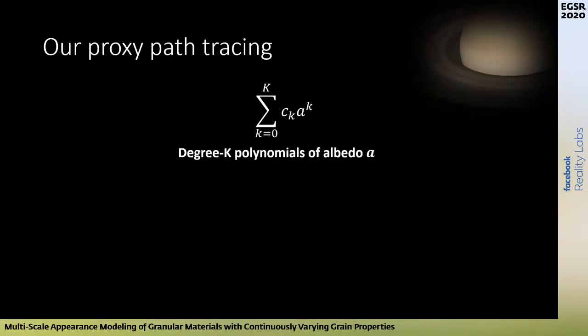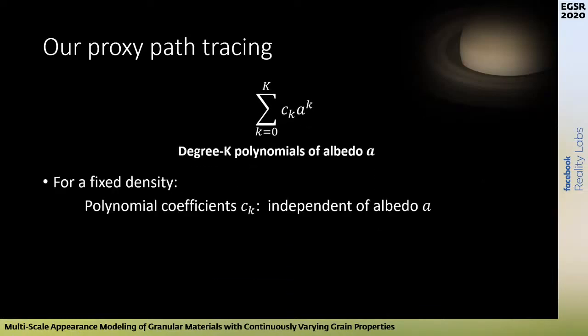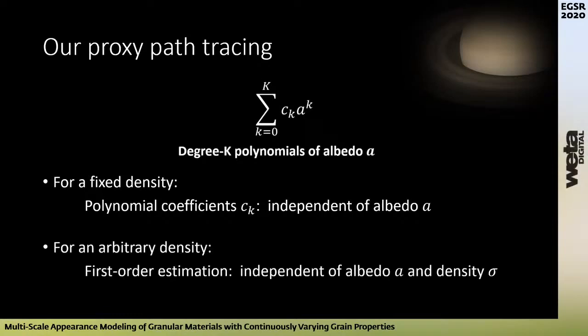By pre-computing the coefficients rather than the sum of the polynomial, our GSDF no longer depends on the single scattering albedo. Of course, for different grain densities, the coefficients are different. To remove the dependency on density, we can pre-compute the coefficients at a series of fixed densities. Then, given an arbitrary density, we can evaluate the coefficients using a first-order approximation. For more details, please refer to our paper.